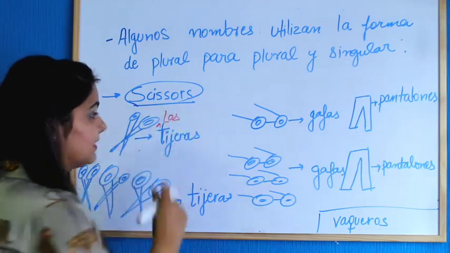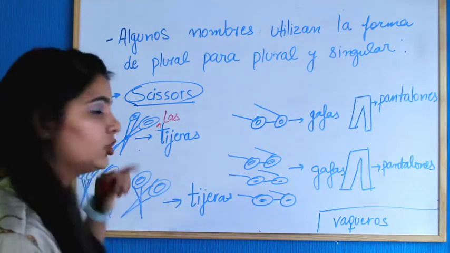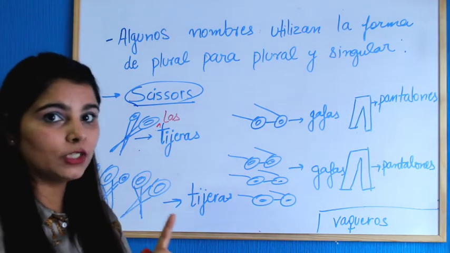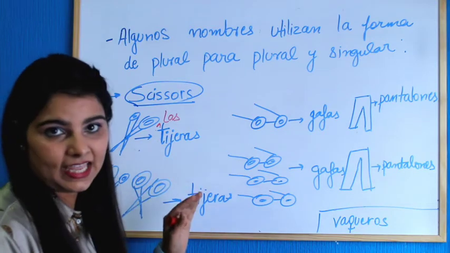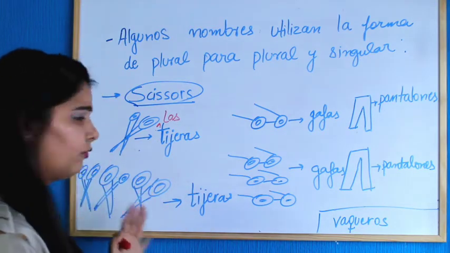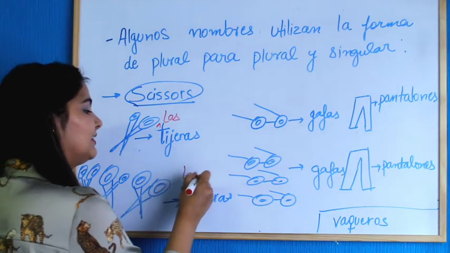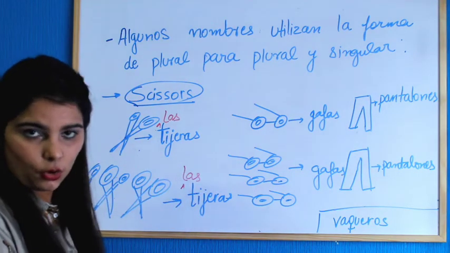Las tijeras, even when it's just one piece of scissors. So one quantity would be las tijeras, or if we have 2, 3 or 4, any quantity, then also it would be las tijeras. Okay?